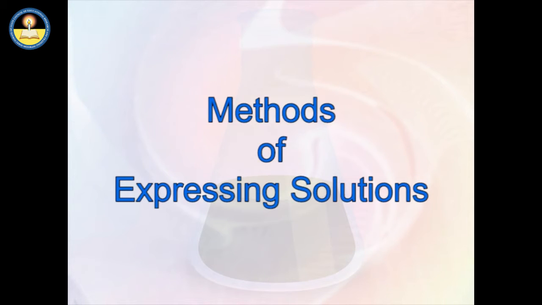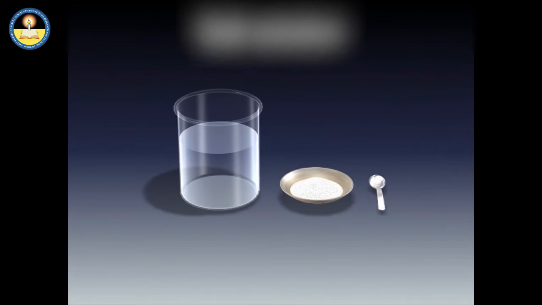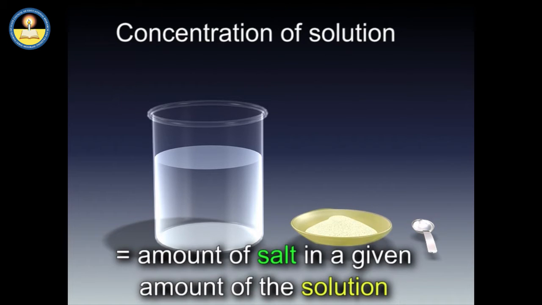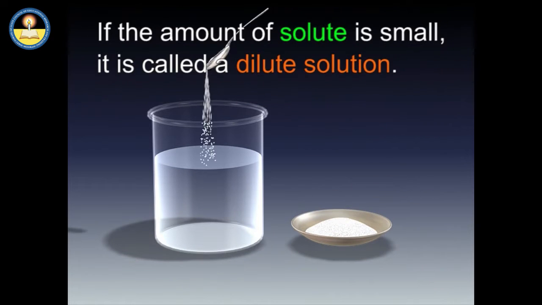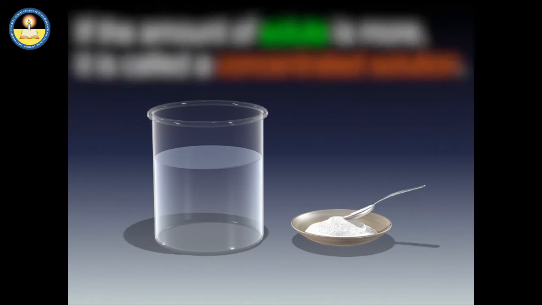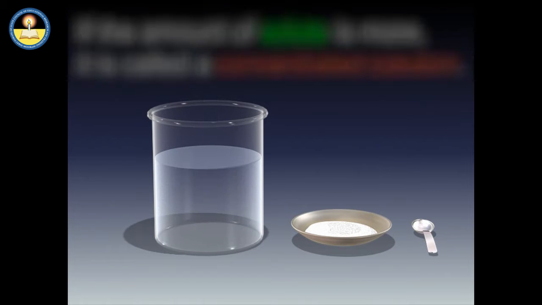Methods of expressing solutions. The concentration of a solution is expressed as the amount of solute present in a given amount of the solvent or solution. For example, in a salt solution, concentration of solution equals amount of a salt in a given amount of the solution. If the amount of solute is small, it is called a dilute solution. If the amount of solute is more, it is called a concentrated solution.